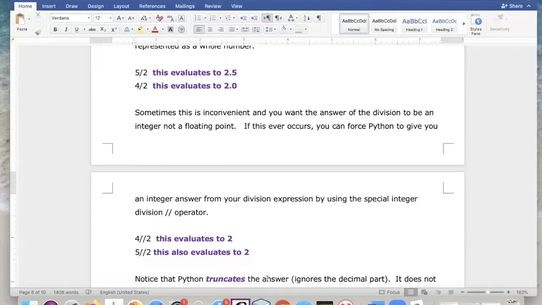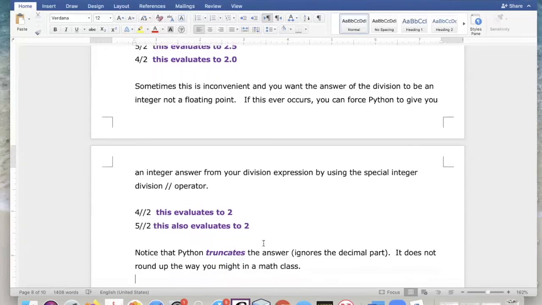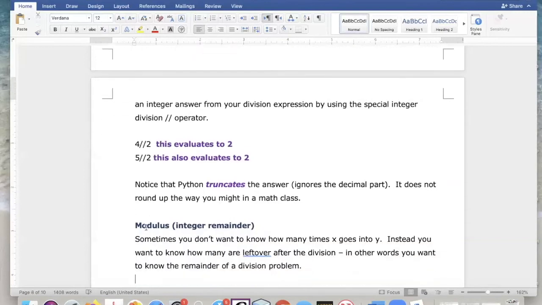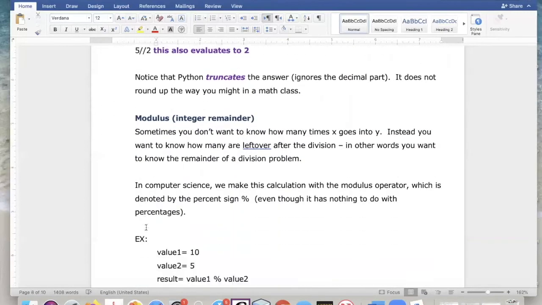In cases where there's a decimal answer, Python does not round up, it truncates the answer, which means it just ignores the decimal part. We know that 5 divided by 2 is really 2.5. But because we're using this integer division operator, Python is going to ignore the decimal piece of the answer and only store the whole number portion. So it will store 2 as the solution, even though the division operator evaluates to 2.5. It does not round up the way you might be used to in your standard math classes.